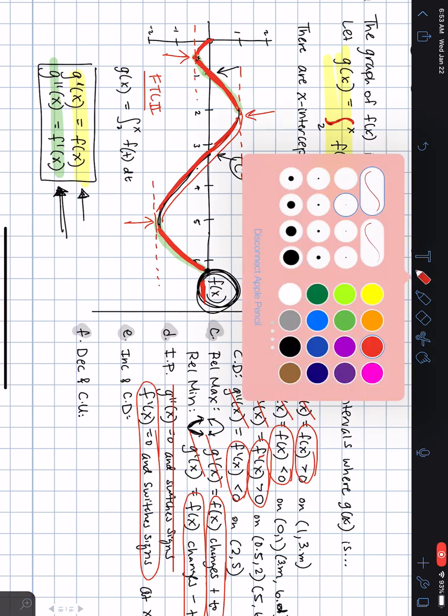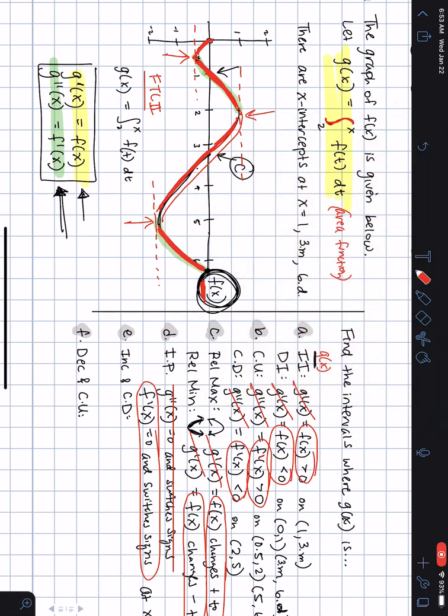Great, now let's do increasing and concave down. So we're required to write our definitions first. Increasing is where g prime of x, which is f of x, is greater than 0. And concave down of g means that g double prime of x, which is f prime of x, should be less than 0. And as always, we're ignoring the g explanation. We're focusing on the f. So I want to know, where is f greater than 0?